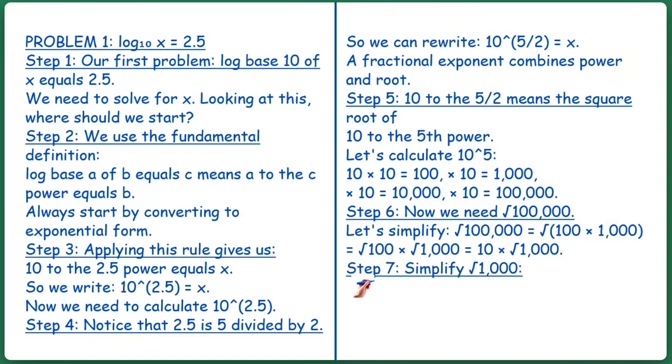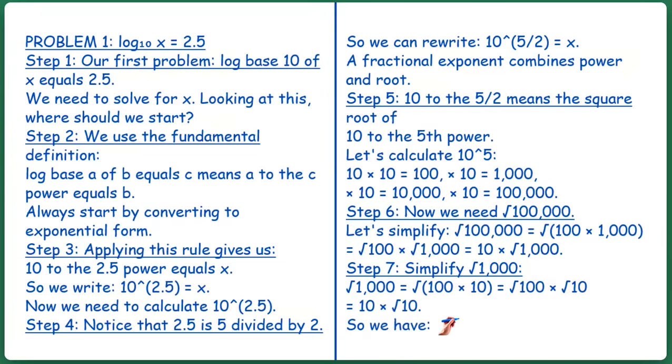Step 7. Simplify root 1,000. Root 1,000 equals root 100 times root 10 equals 10 times root 10. So we have 10 times 10 root 10 equals 100 root 10. Step 8. Therefore, x equals 100 root 10.